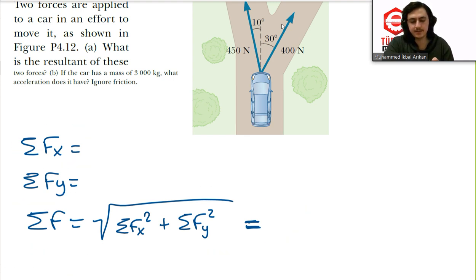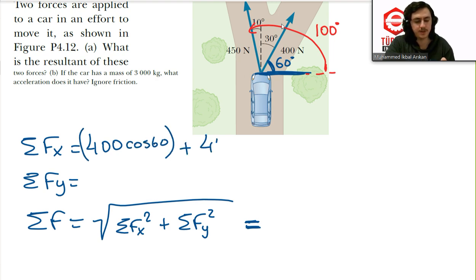So Fx, which is this one, will be equal to, let's put our angles. Here I have 60 degrees, and here this one is 90 plus 10. So this one, actually the biggest angle, which starts from here until there, will be just 90 plus 10, just 100 degrees. So in x I will put 400 Newton cosine of 60. Then I will put the other force, which is 450, cosine of 100. So this will be equal to what?